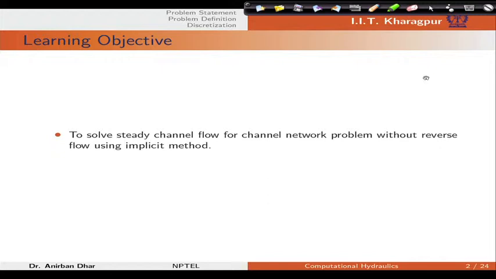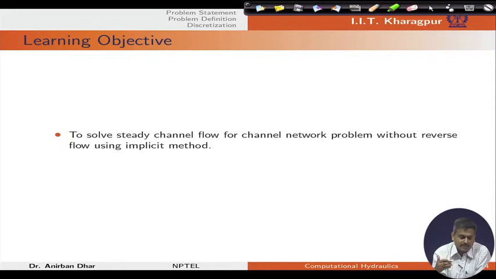Learning objective of this particular unit: at the end of this unit, students will be able to solve steady channel flow for channel network problem without reverse flow situation using implicit method.